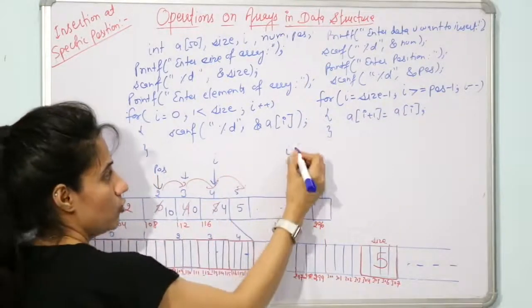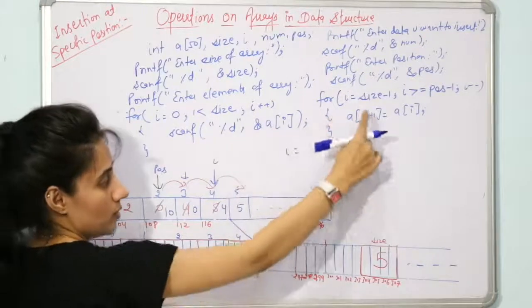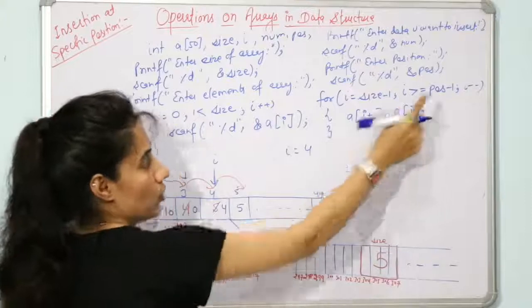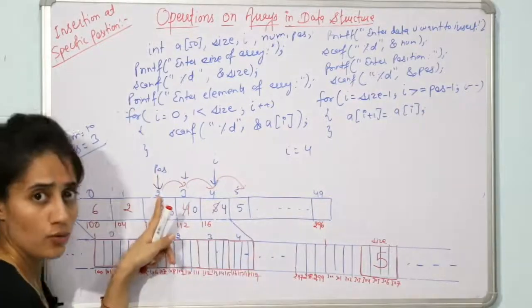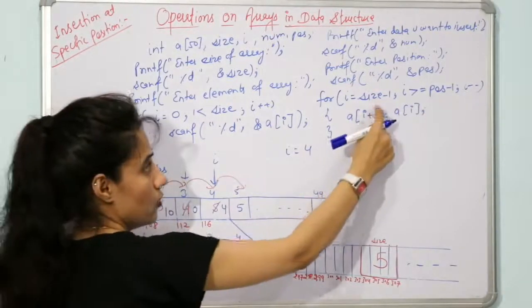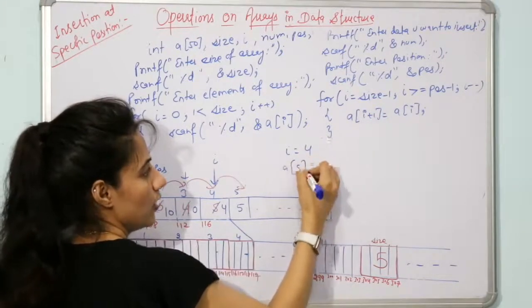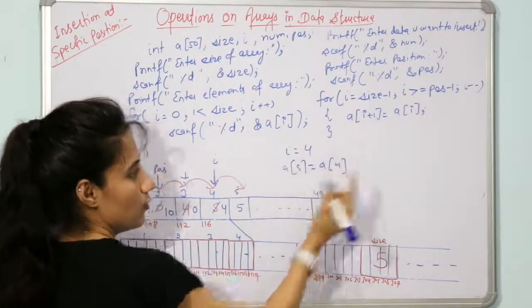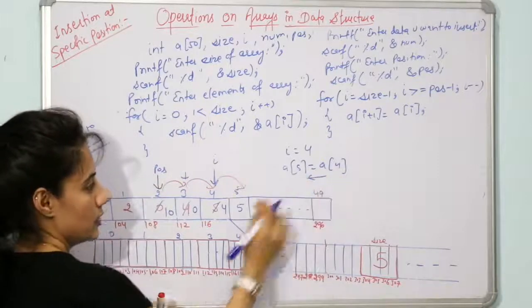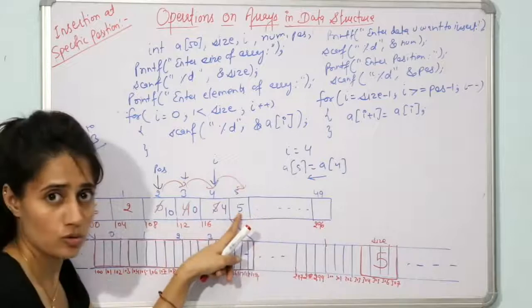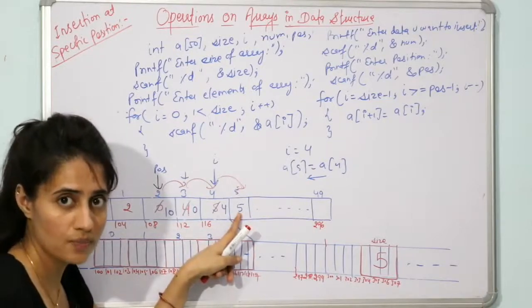So i is equal to size, which is 5, so i is equal to 4. 4 is greater than or equal to position minus 1, 4 is greater than or equal to 2, fine. So control will go here. So a of i plus 1, that is a of 4 plus 1, which is 5, is equal to a of 4, and it means this a of 4 value would be transferred to a of 5. That's what we have done exactly, fine.